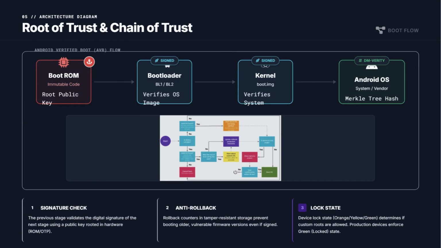Secure boot is built on the concept of a chain of trust. The process begins with the boot ROM, which contains immutable code embedded directly into the hardware. This boot ROM verifies the authenticity of the next stage, which is the bootloader. The bootloader then verifies the kernel, ensuring that only trusted operating system components are executed. Finally, the operating system verifies higher-level software and system partitions.